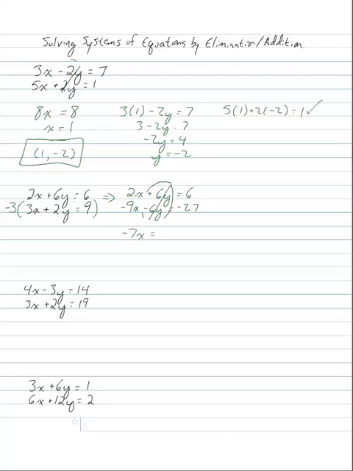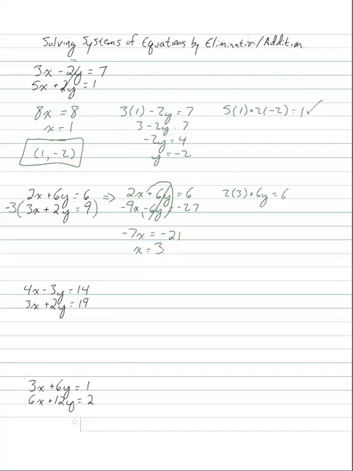Positive 6 and negative 27 should give me a negative 21. Divide both sides by negative 7, I should get x equals 3. Again, I'm not done until I find both variables, so I'm going to sub it into either one. So 2 times 3 plus 6y, I'll sub it into the first, equals 6.